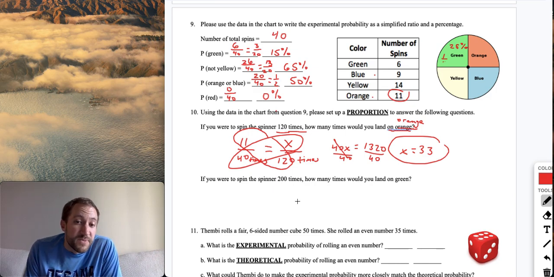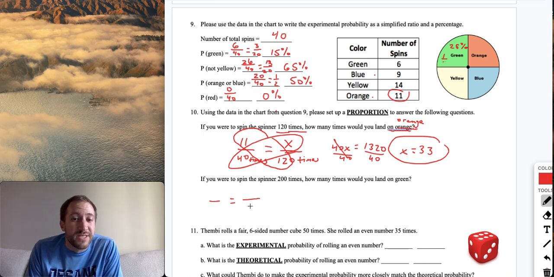The next one, if you were to spin the spinner 200 times, how many times would you land on green? Same thing, let's set up a proportion. The number of spins, the total spins or total experiments, I'm going to keep that on the denominators, all right? So let's go and see how many times we spun this thing in the original experiment. How many times I landed on green? It looks like I landed on green 6 out of 40 times. That's going to be one of my ratios, 6 out of 40.